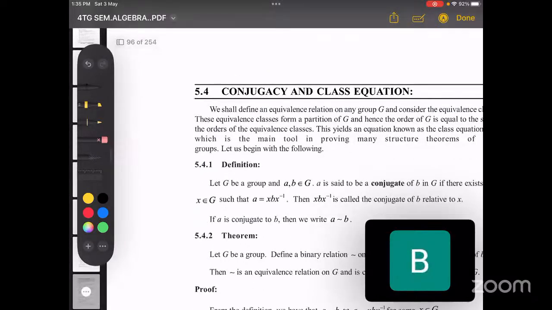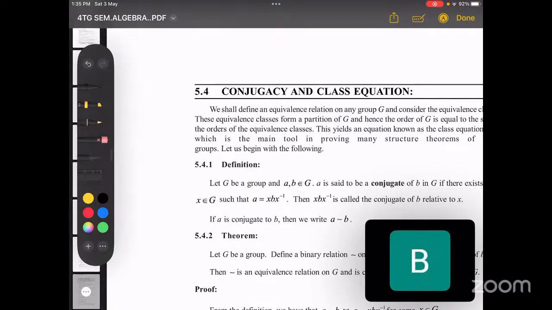Next, we have the concept of conjugacy and the class equation. Okay, in this one you will get a small 5 marks question, and you also have the chance of getting one 10 marks question. So, what are the definitions of conjugacy and the class equation?